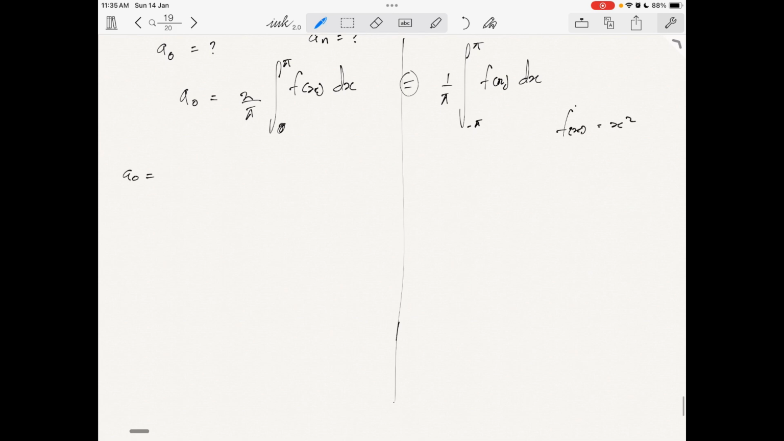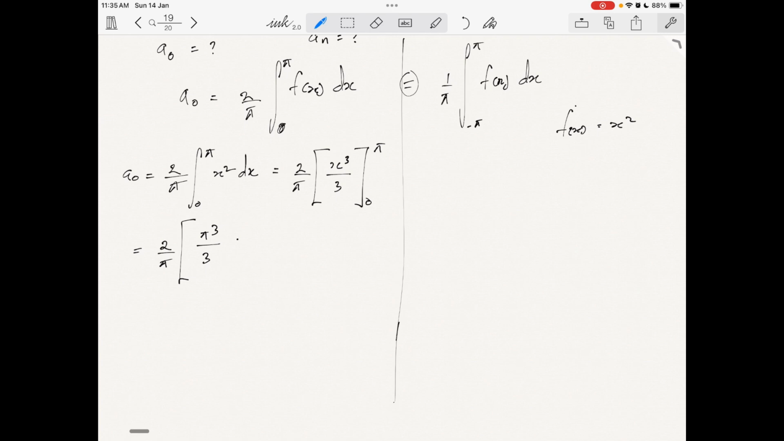So a naught will be equal to 2 over pi integral from 0 to pi of x squared dx, and this will give us 2 over pi times, where we integrate x squared, x cubed over 3 from 0 to pi. Now let's apply our upper limit and afterwards our lower limit. That will give us 2 over pi, the upper limit of pi gives pi cubed over 3, and the lower limit of 0 gives 0 cubed over 3, which is 0. So we have 2 pi cubed over 3 pi, and eventually a naught is 2 pi squared over 3.